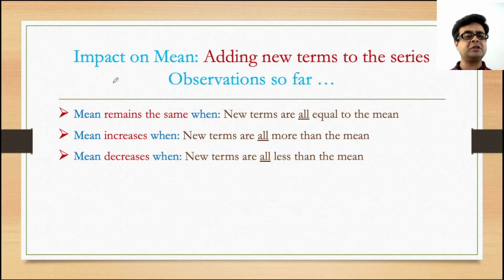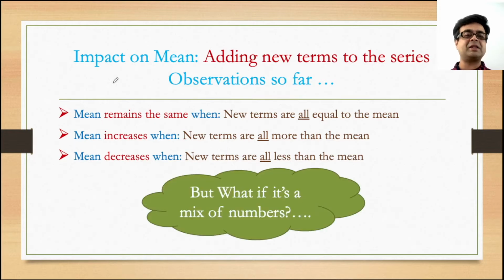However, in a question, it could be a mix. Some numbers could be greater than the mean and some numbers could be less than the mean. How would we tackle that part of the problem? Let's look at it next.